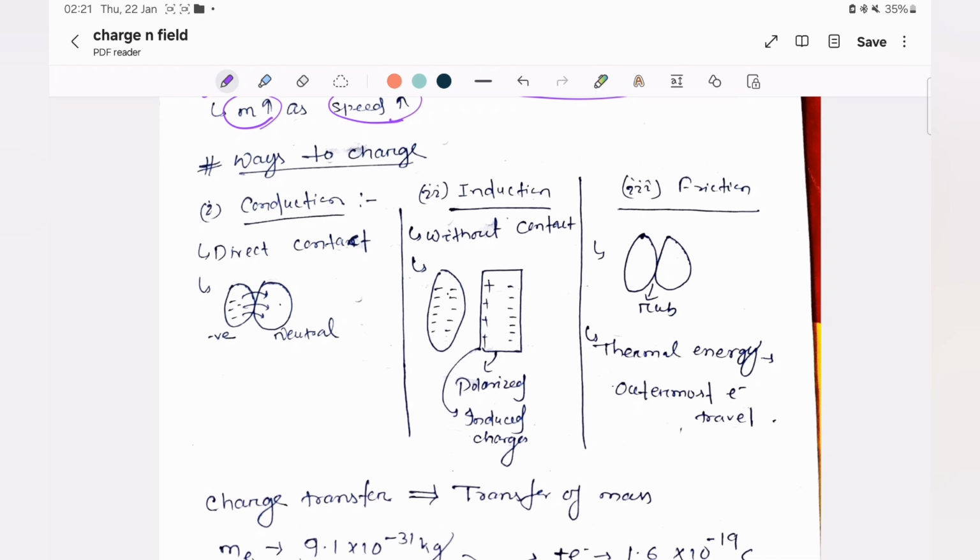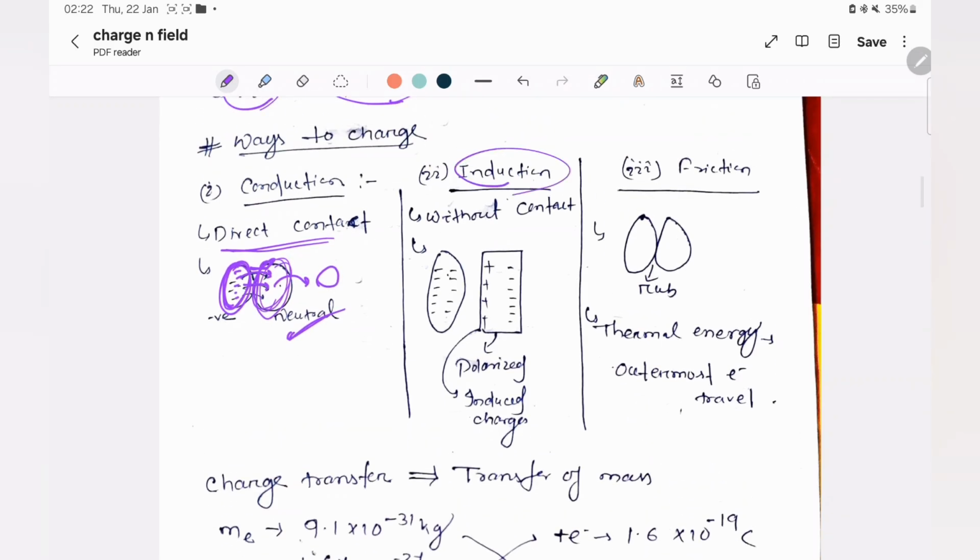There are three ways of charging a body: conduction, induction, and friction. In the case of conduction, we put two bodies in direct contact. Let's imagine this is a negatively charged body and this is a neutral body in contact. The charges will transfer from the negatively charged body to the neutral body, making the neutral body a charged one. In this way, the neutral body will be charged.